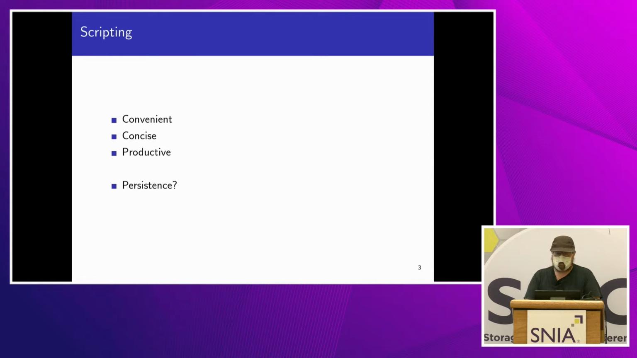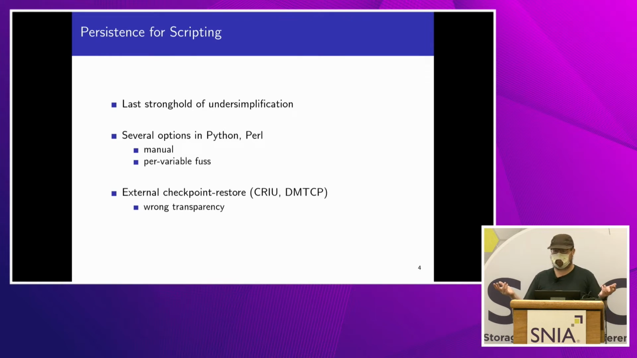At the other end of the spectrum, scripting languages deliberately sacrifice hardware efficiency and control for programmer convenience and productivity. They try to do what you mean without forcing you to say it explicitly. For example, they don't require variable declarations. Now, you'd think that scripting languages would support persistence in a similar carefree spirit, but they don't. Compared with the convenience of other aspects of scripting, persistence is exceptionally bothersome.